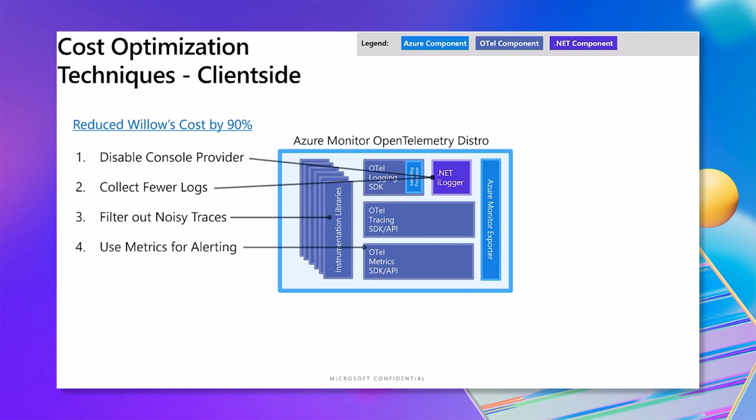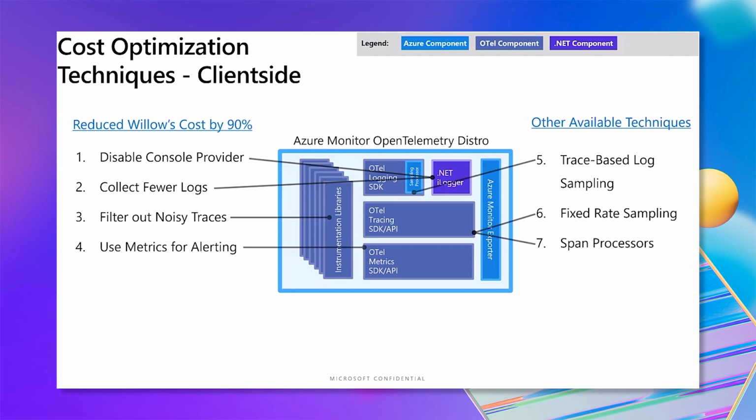To achieve this, we used a variety of techniques. We disabled the .NET console provider, configured ILogger to only send logs with a higher logging level, and filtered out health checks from an option available in the instrumentation libraries. Together, these set up Willow for success as they scale. Beyond these techniques, the distro also includes fixed-rate sampling across traces and logs, and the ability to filter out other attributes with the span processor. Together, these techniques help you only collect what you need and take full advantage of Azure Monitor's consumption-based pricing.